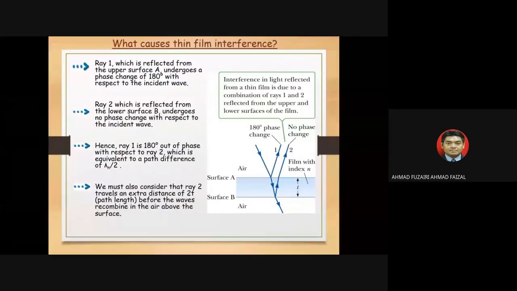What causes thin film interference? If you refer to the figure on the right, the blue colored layer in the middle is our thin film. You can see that the medium above and below the thin film is air. So we are now dealing with two different media. T in the figure refers to the thickness of the thin film. So this is how thin film interference takes place.